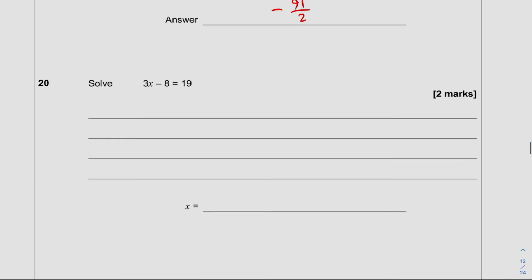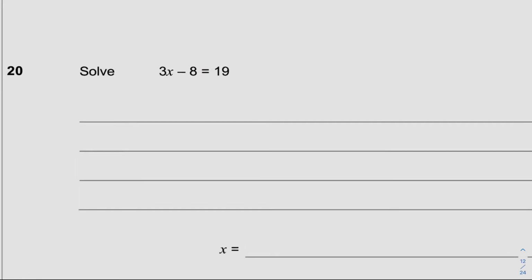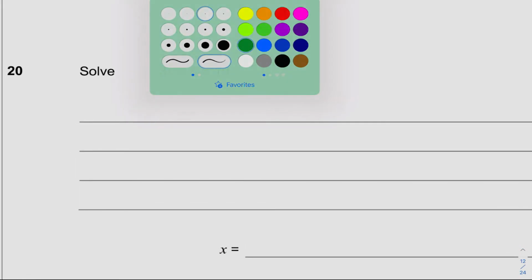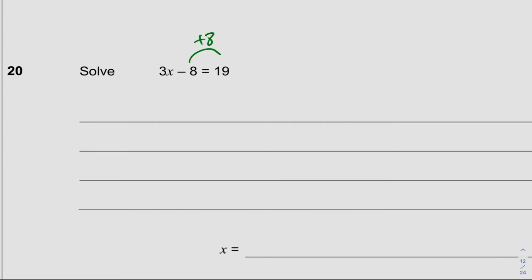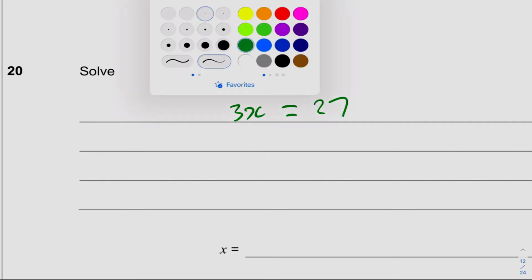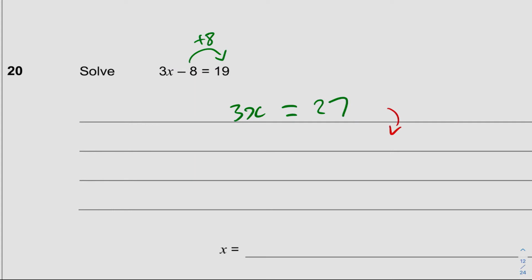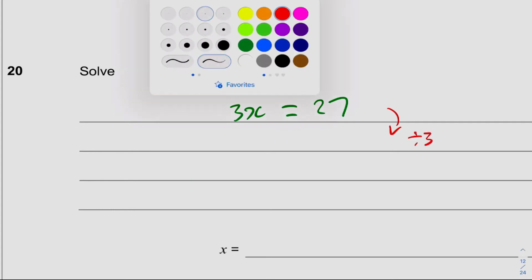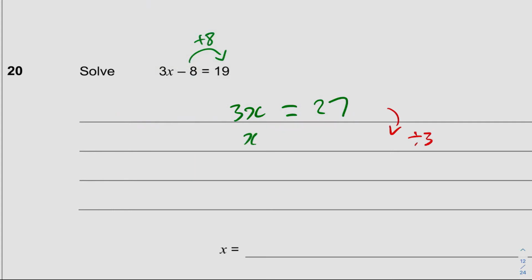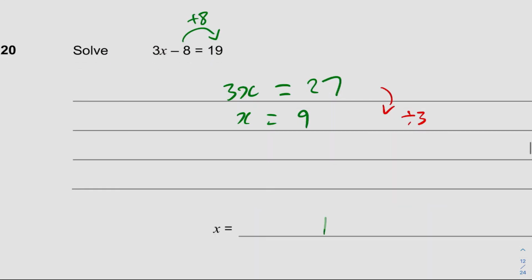So question 20 is worth 2 marks, and we need to solve 3x minus 8 equals 19. So the first thing to do is to plus 8 to both sides, and when we do that, we get 3x on the left hand side equal to 27, and then we need to divide both sides by 3. So to get to the next line, we divide by 3. When we do that, we get x is equal to 9. So that was the final answer, x is equal to 9.